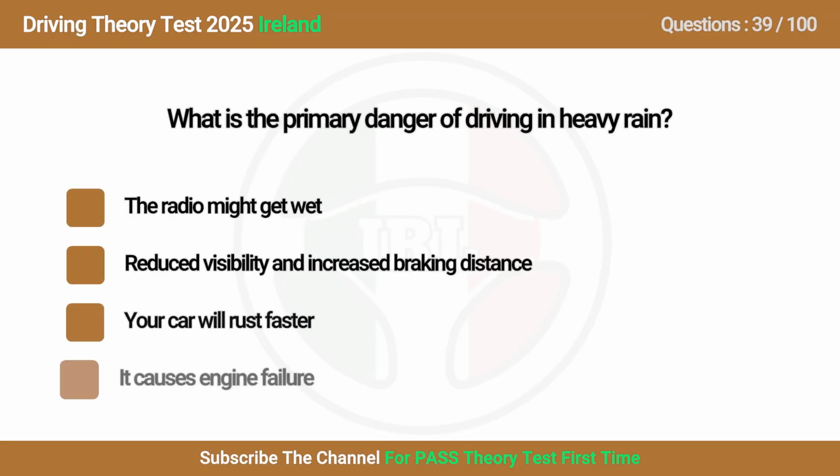Question 39. What is the primary danger of driving in heavy rain? A. The radio might get wet. B. Visibility and increased braking distance. C. Your car will rust faster. D. It causes engine failure.